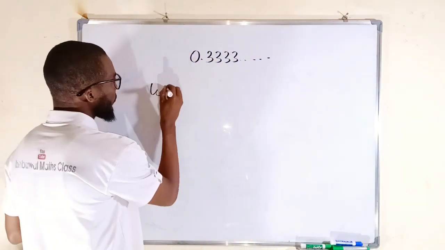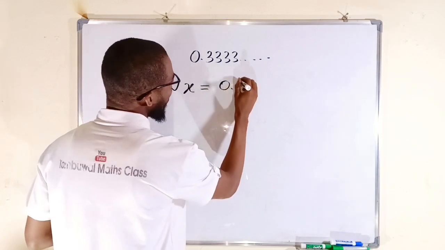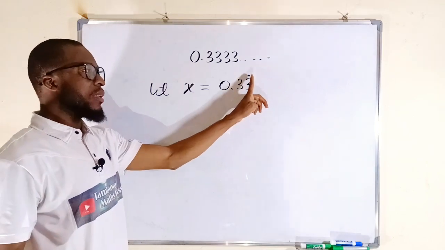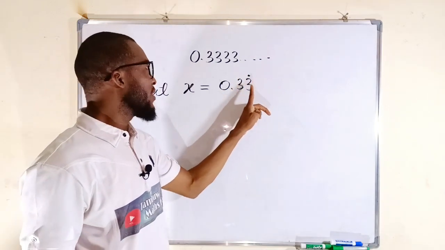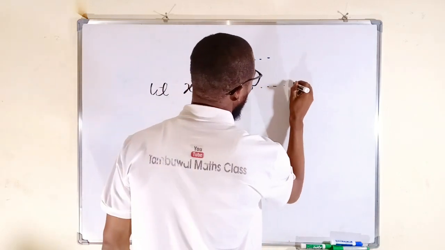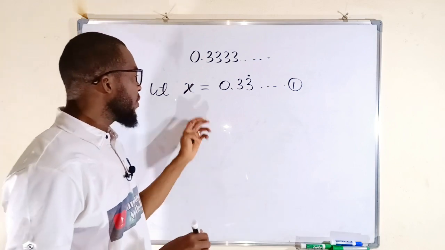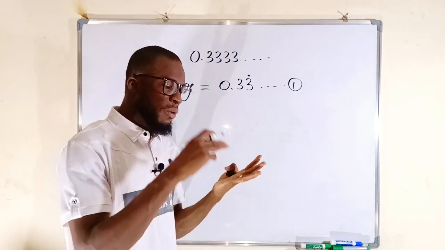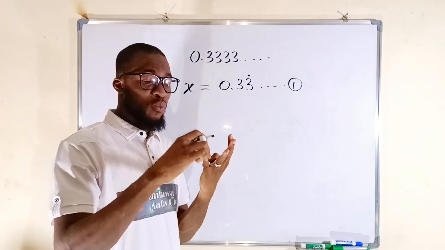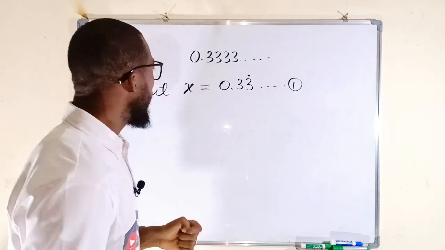So let x be equal to 0.33. Let me stop here. By placing a dot on top of 3, it means that 3 keeps on repeating. So let me call this one equation number 1. Then subsequently, I would like to multiply this equation by either 10 or 100 or 1000. It doesn't matter, but I have to use 1 and 0s: 1 and 0, 0, or 1 and 0, 0, 0.